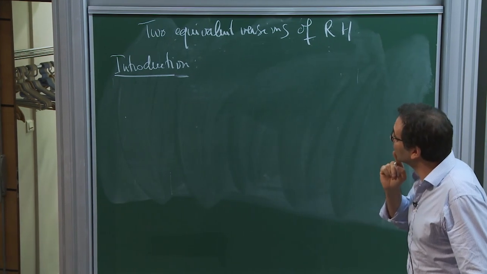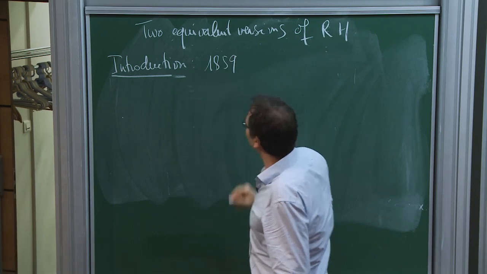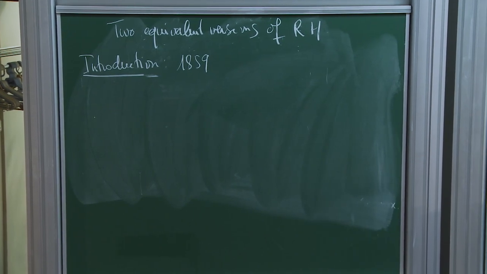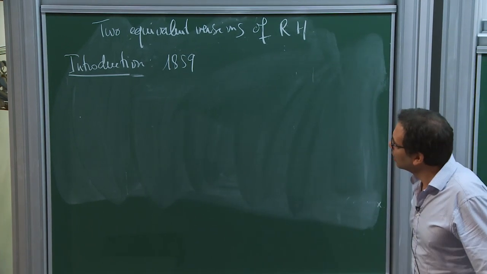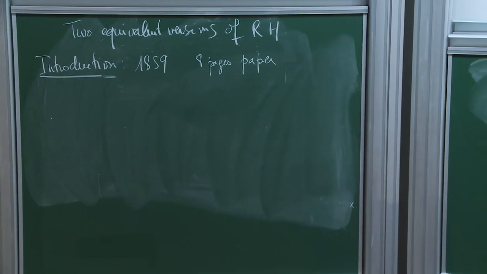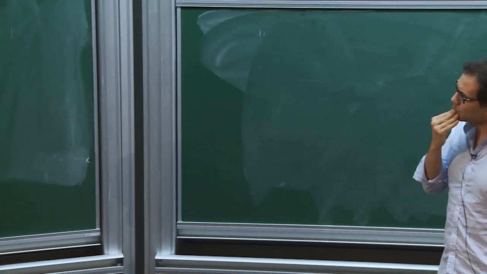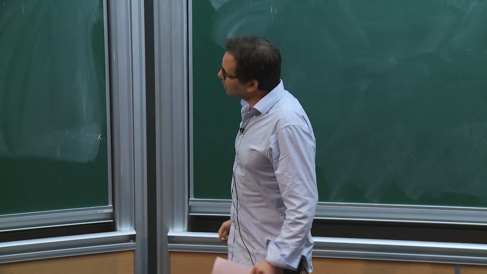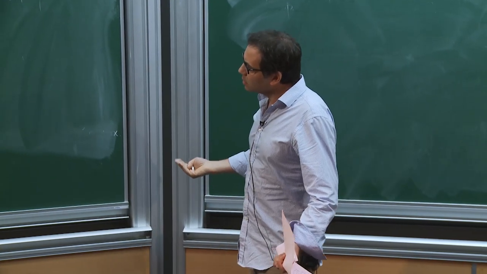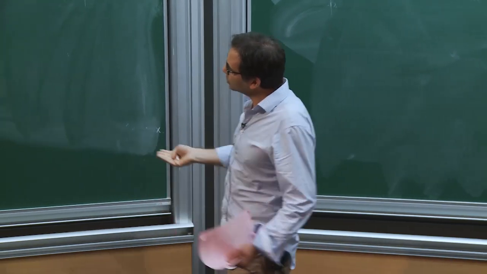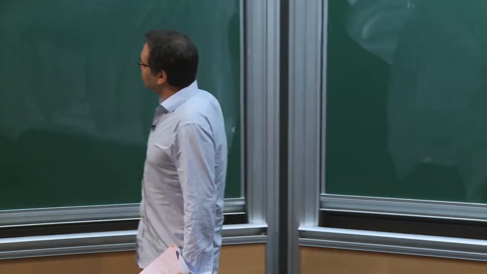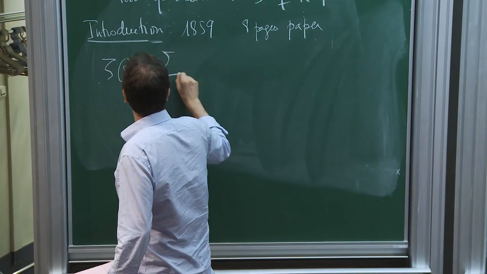So the story starts in 1859 when Bernard Riemann is elected at the German Academy of Science, and he writes on that occasion an 8-page paper which will have a tremendous impact over all the generations. The title is about the distribution of prime numbers. And what he discovers is that this distribution of prime numbers is connected with what will be called the Riemann zeta function.